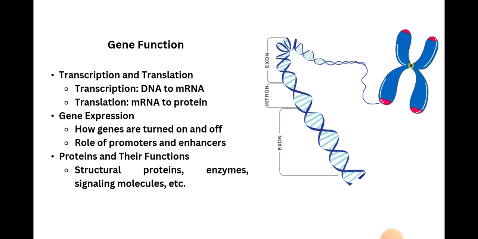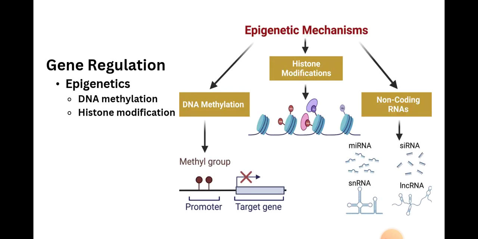We have also discussed that an intron is the non-coding region of the gene, and exons are the coding part of the gene. Now let's look at the gene regulation process. Gene regulation is a complex and finely tuned process, and it ensures that genes are expressed at the right time, in the right cell, in the right place, and in the right amount.